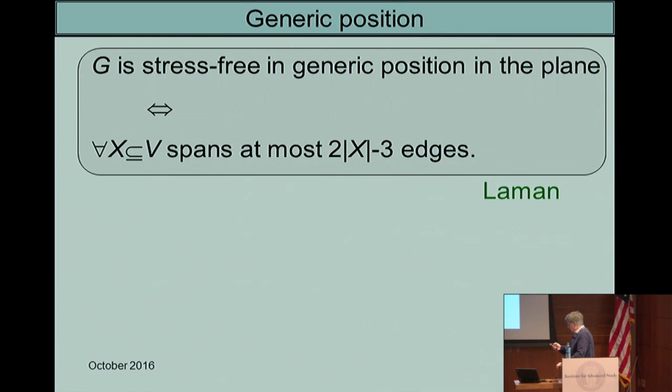Now, in 2 dimensions, the problem is solved, and it's again a classical theorem of Laman, which says that a graph is stress-free in generic position. First of all, it doesn't depend on which generic position you put it in. Generic means algebraically independent coordinates. It doesn't matter where. So it's stress-free in one or in all generic positions if and only if every set of x nodes spans at most 2x minus 3 edges. No similar characterization is known in higher dimensions, so it's a big open problem.